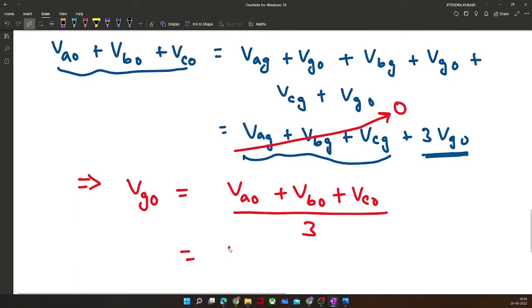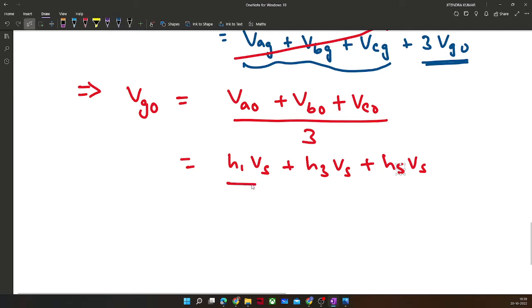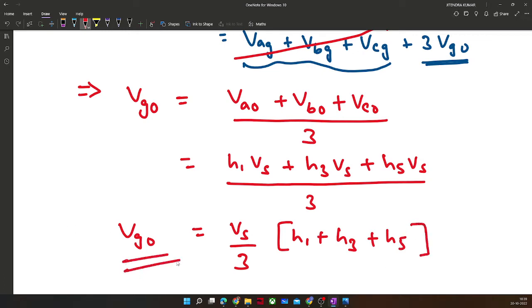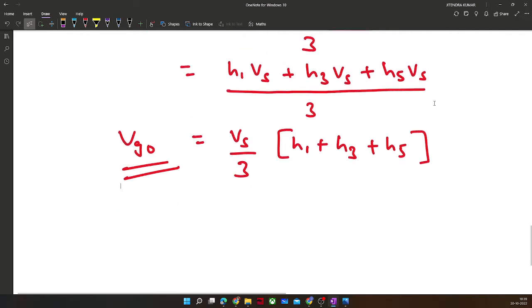Now VA0 we knew H1 VS, VB0 we knew H3 VS, VC0 we knew H5 VS. Okay. So now we can write VG0 as VS by 3 times H1 plus H3 plus H5. So this will be our VG0. To compute VAG, or the phase output value of the inverter, we needed this VG0 very desperately.